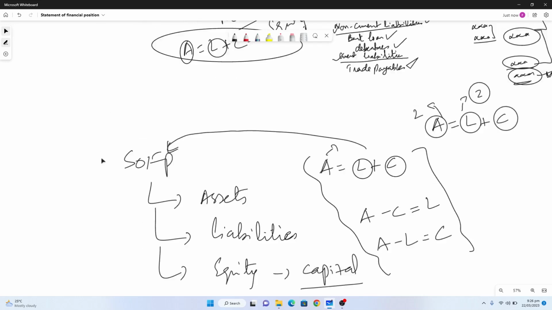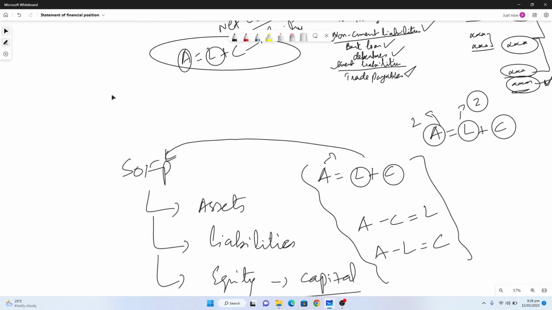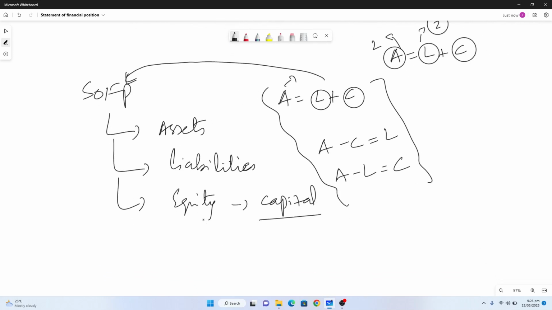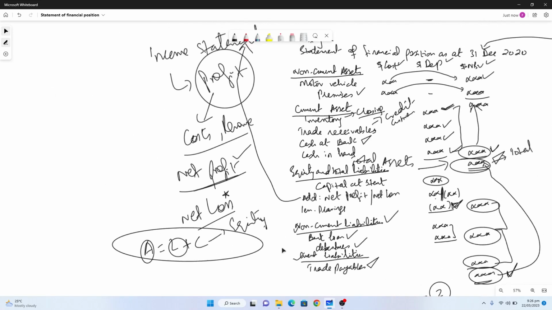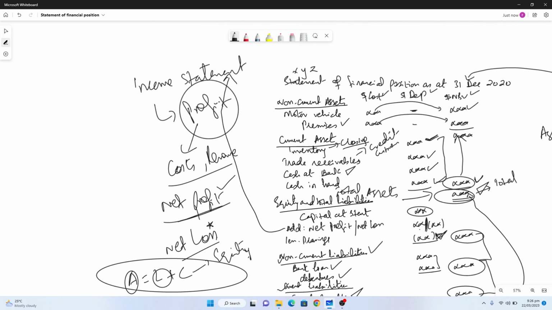So let's see the format and see what we do with the SOFP. We see the assets, liabilities, and capital on a particular date. What do I mean by that? I'm saying that we want to see it on a particular date. It is made on a particular date. I'll just show you with the help of a format. In the income statement, we learned about the profit earlier. We calculated the cost, we got the revenue, we got the net profit or net loss depending on the question. So we need to follow this.